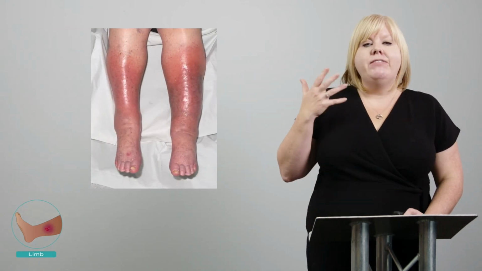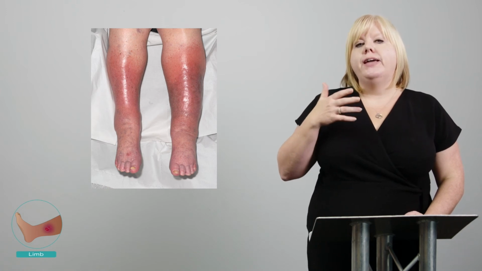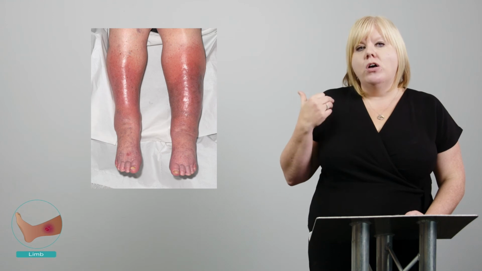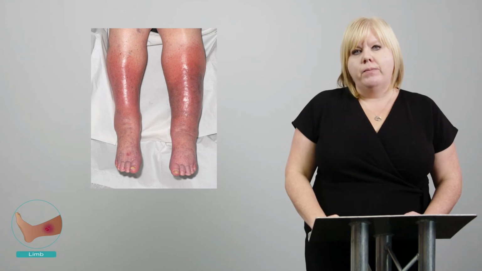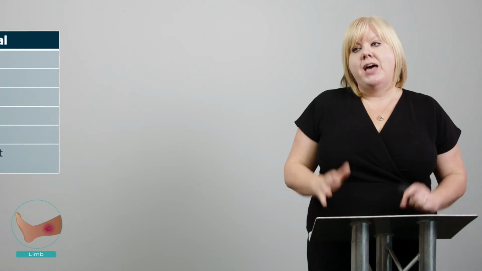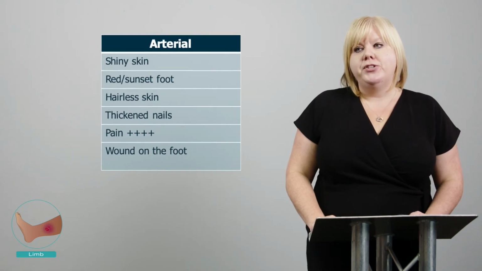And that's a clear indication that you've got underlying venous disease. You've got venous inflammation that's causing this surrounding erythema. So let's now compare that to what the signs and symptoms are of the leg of an arterial patient.